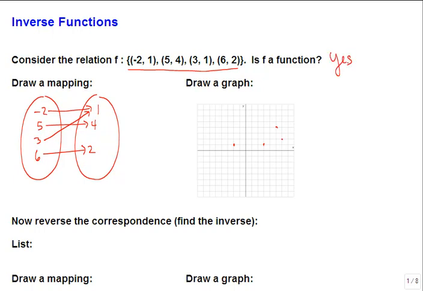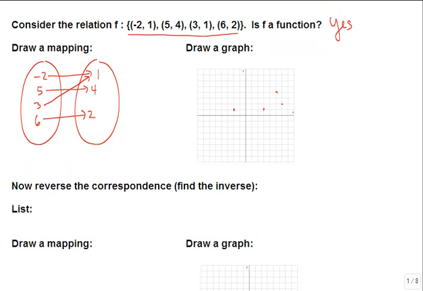Another way to tell if something is a function is to use the vertical line test. If you imagine drawing a vertical line through our graph here, it's only going to intersect those points exactly once, so it would pass the vertical line test as well. Now what we're going to do is reverse this correspondence to create what we call an inverse. So to create our inverse as a list, all we have to do is swap our x's and our y's. We're going to reverse it.